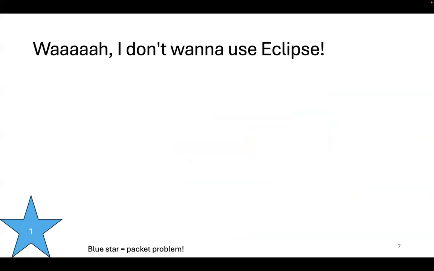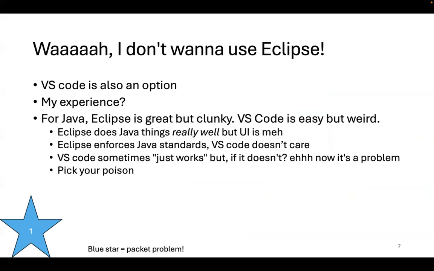I will say that if you don't want to use Eclipse, VS Code is also an option. I did VS Code for this class for one semester, and I didn't like it, and so I've switched back to Eclipse. The reason Eclipse is clunky, you probably will notice this the first time that you boot it up. VS Code is easier for typing code and making these things happen, but it's weird. Eclipse enforces Java standards really well. That includes naming things and structuring projects, whereas VS Code is kind of anything goes. And I don't like that part.